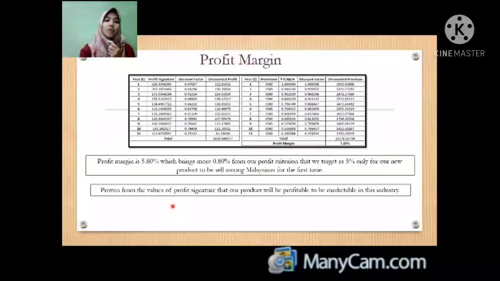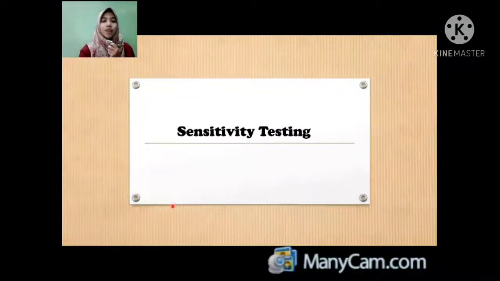Lastly, we get our profit margin at 5.8%, which is 0.8% more than our profit criterion that we target as 5% only for our new product to be sold among Malaysians for the first time. It is proven from the values of the profit signature before this that our product will be profitable and marketable in this industry. Last but not least, I will explain about the sensitivity testing.